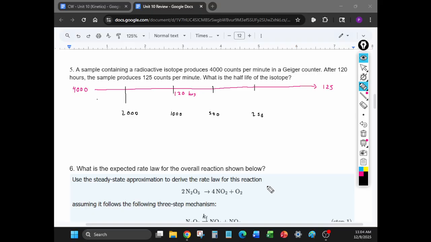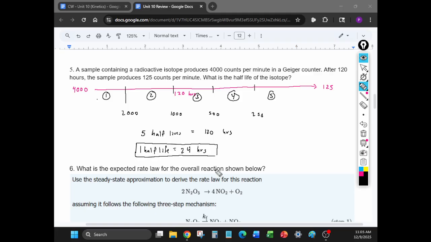So I like to do it a little bit like this number chart because you can visually see how many half-lives there are. So there is 1, 2, 3, 4, and 5. There are 5 half-lives. So 5 half-lives is equal to 120 hours. So the math is really easy. You just need to divide by 5. Okay. And that will give you 24. So 1 half-life is 24 hours. That's it. That's half-life. You will have a half-life question on your test. Pretty similar to that. Keep that in mind.